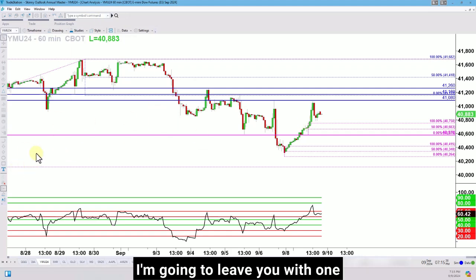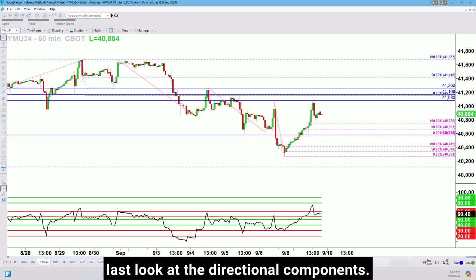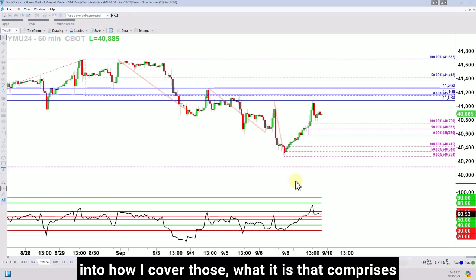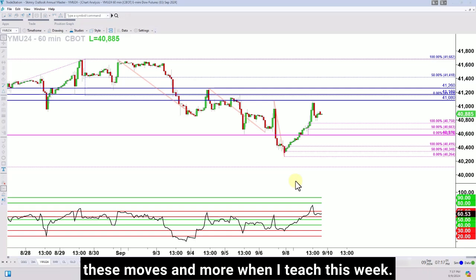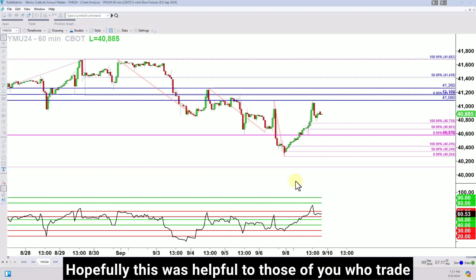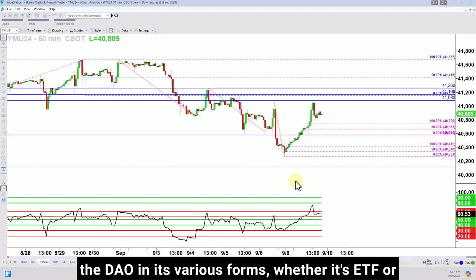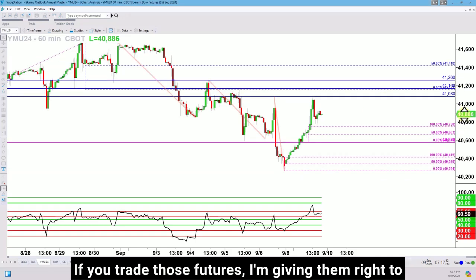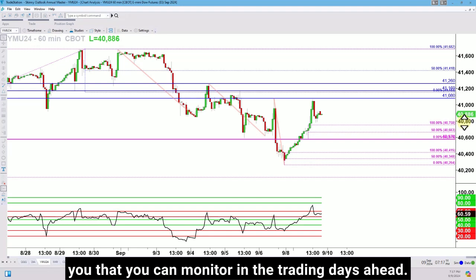I'm going to leave you with one last look at the directional components. All right, so here it is. 1, 2, 3 main moves currently, and I'll dig deeper into how I uncover those, what it is that comprises these moves and more when I teach this week. So look forward to seeing you at our session. Hopefully this was helpful to those of you who trade the Dow in its various forms, whether it's ETF or the futures, and keep an eye on these levels. If you trade those futures, I'm giving them right to you so that you can monitor them in the trading days ahead.